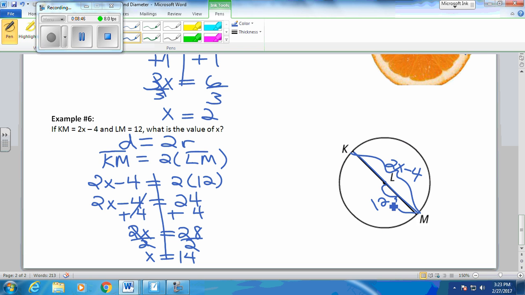So this is very similar to the previous topic where we were using equations to figure out other values of angles and so forth.